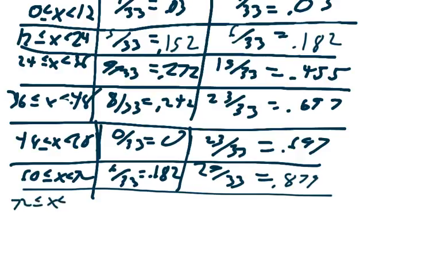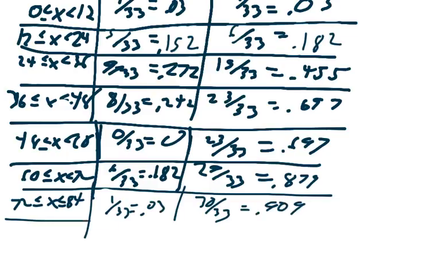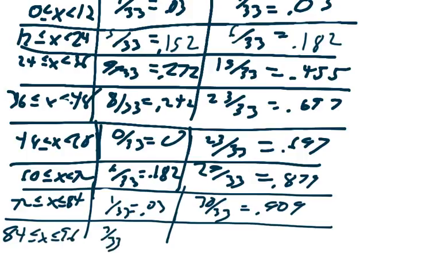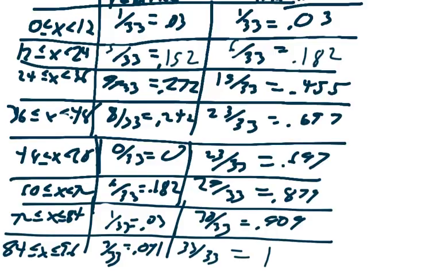72 to 84 had 0, I mean 1, which is 0.03. So 30 out of 33 equals 0.909. And then from 84 to 96, had 3 out of 33, which is 0.091, and 33 out of 33 gives me 1. So that is our frequency table and our relative and cumulative frequency table, and now we have to turn them into a graph.